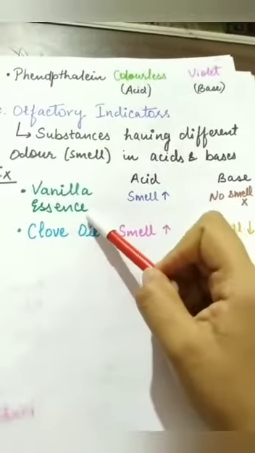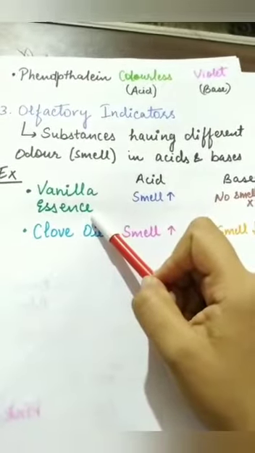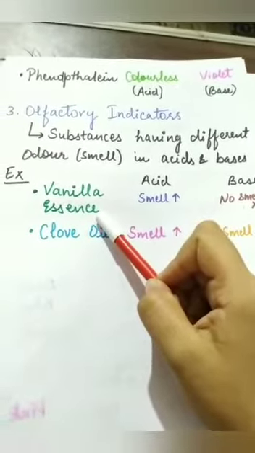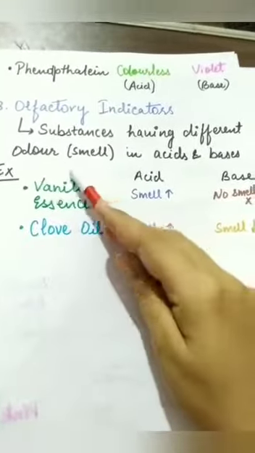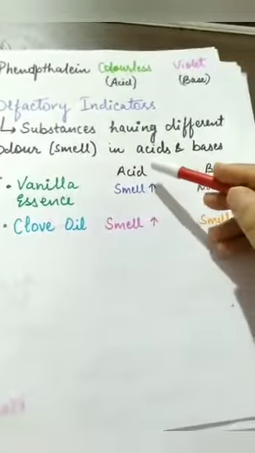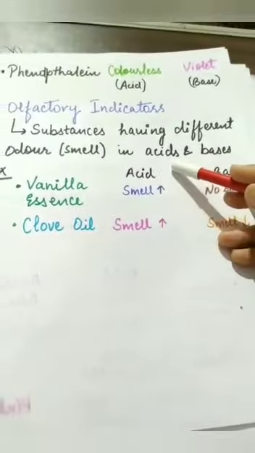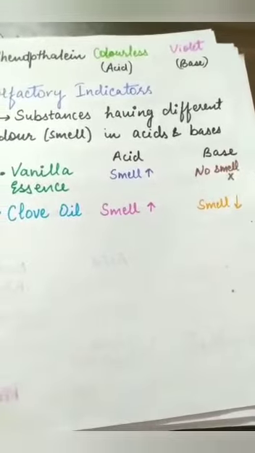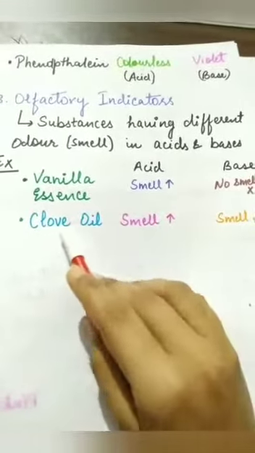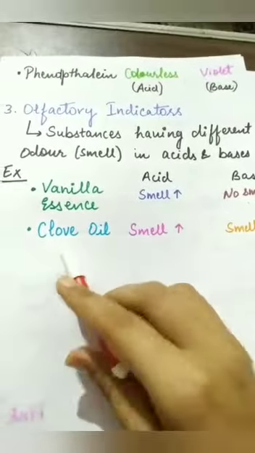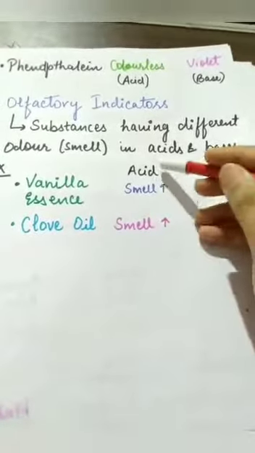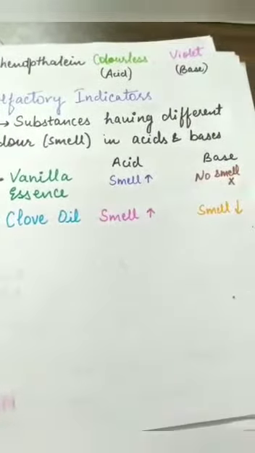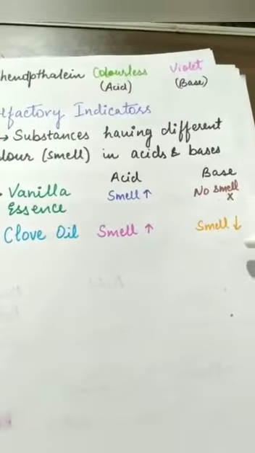Example is vanilla essence. Vanilla essence, you already know, is used for baking cakes, and in ice creams it is used for the aroma, that is for the smell. So vanilla essence, when it comes in contact with acid, its smell increases, and when it comes in contact with base, it does not give any smell. Similarly, next is clove oil. Clove oil, when it comes in contact with acids, its smell increases, and when the clove oil comes in contact with base, its smell decreases.